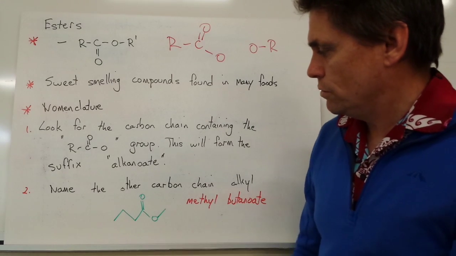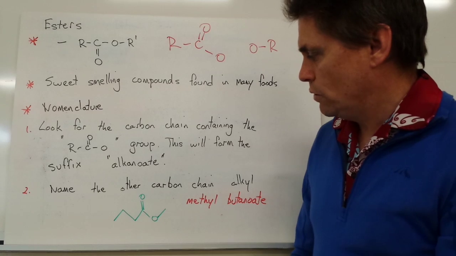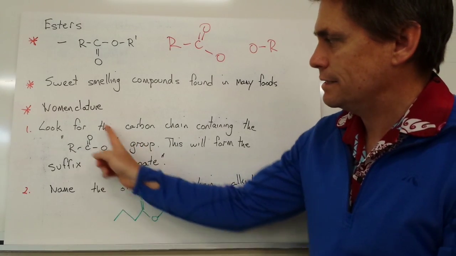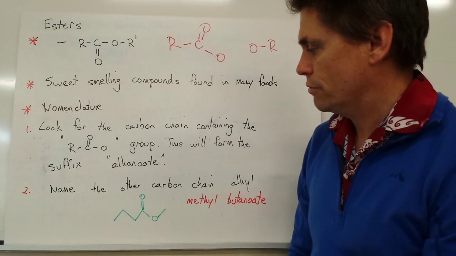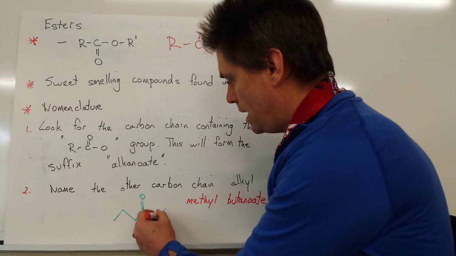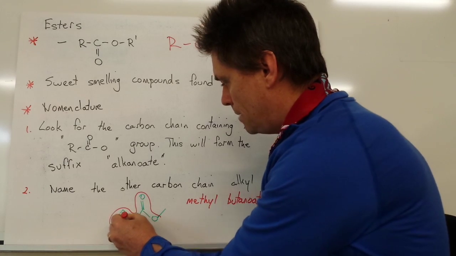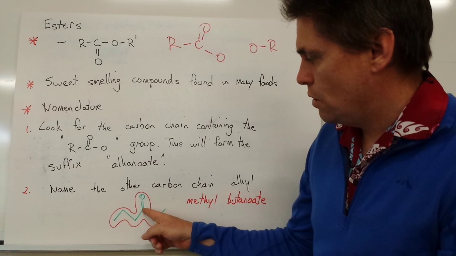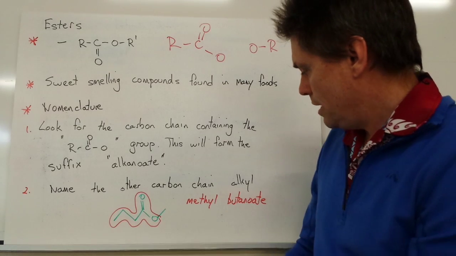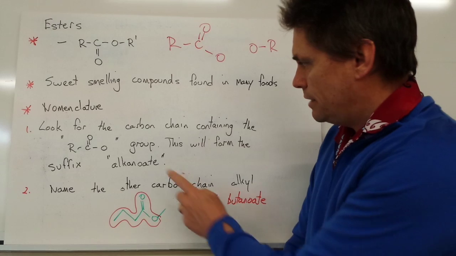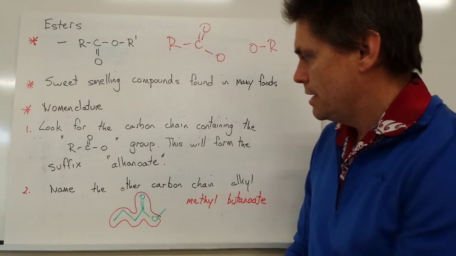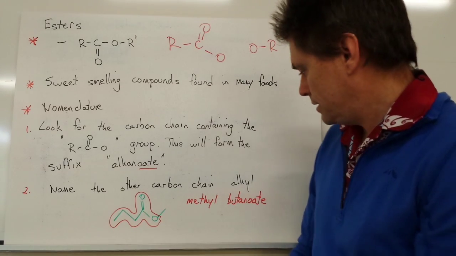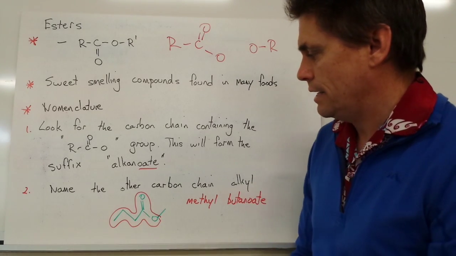So let's take a molecule down the bottom here. If we look at it, our first step says to look for the carbon chain that contains this particular group, our ester group. So in this case, we have that part of the molecule there, which, if we count the number of carbons, 1, 2, 3, 4, it's going to be a butane, and we said in our first step that it ends in this OATE suffix. So we add the OATE on the end.